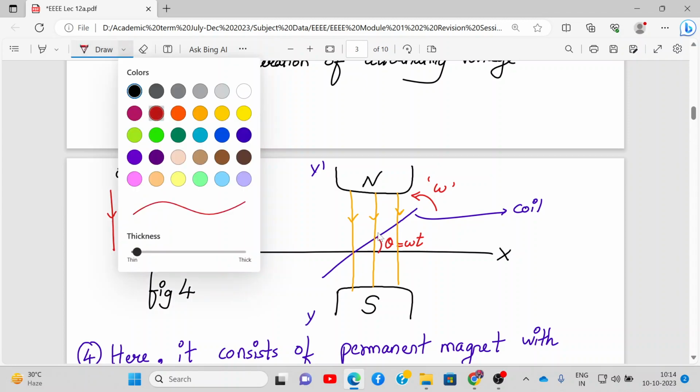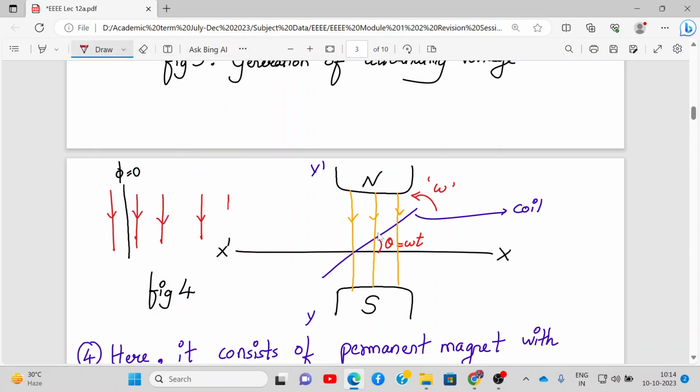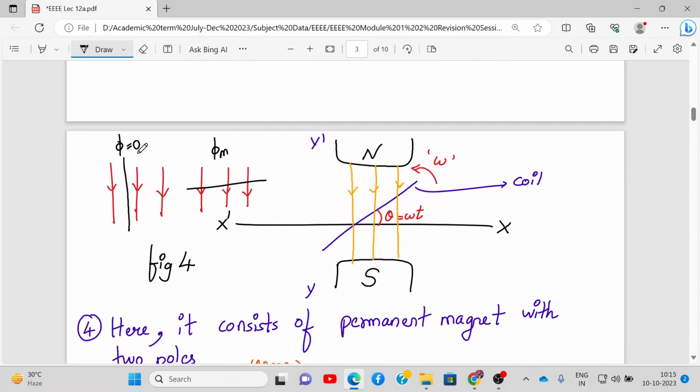Phi will be maximum when the coil is perpendicular to the magnetic lines of flux. So here it will be phi m. I hope it is clear. This black color line which I have drawn is the coil. It makes an angle theta with x dash axis, and it is rotating in the anti-clockwise direction. So this coil is continuously rotating.